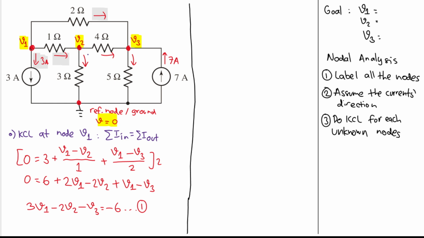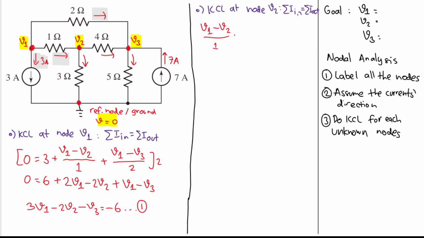Let's do exactly that, but this time at node V2. Let's do KCL at node V2. Again, KCL says that the sum of the currents going in equals the sum of the currents going out. What is the current going in? This one here. That current is V1, where the current comes from, minus V2, where the current goes to, divided by the resistance between them, which is 1.